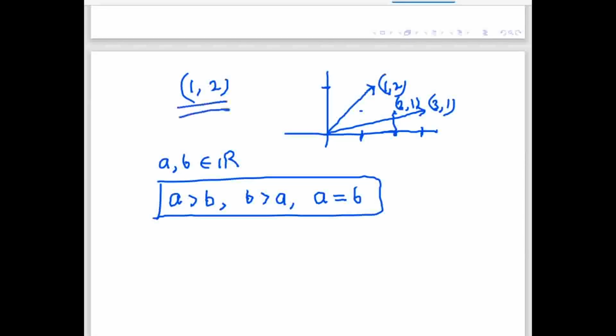If you have vectors, we cannot compare a vector to a vector, like i cap plus 2j cap or 2i cap plus j cap. Yes, by magnitude you are able to compare because magnitudes are real numbers, so you can compare which vector has the larger magnitude. That doesn't mean that vector has the maximum value. That's why there is no concept of maximum, minimum, supremum or infimum for vectors.